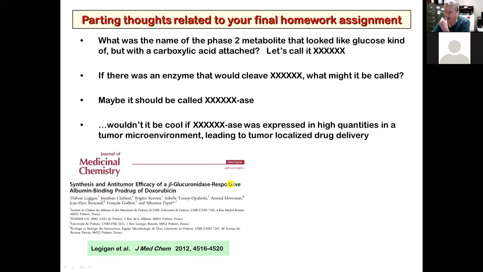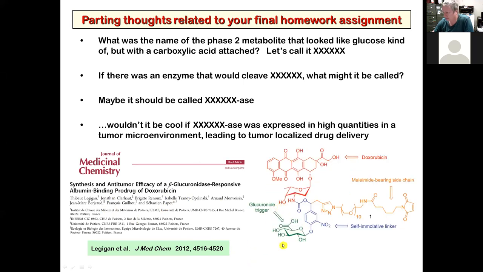Okay, so this is going to be your paper, and I'm not going to really say much about this paper. I would read it first before you try the homework. It's on the iLearn already, so you can take a look. It's J Med Chem 2012. I thought it was a really cool paper. It's a really cool idea. It's another antibody drug conjugate type thing, but it doesn't use cathepsin, right? Cathepsin was the protease that liberated the previous antibody drug conjugate.